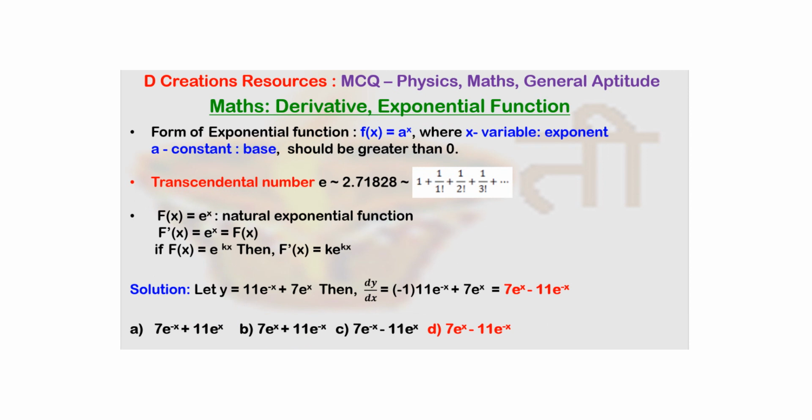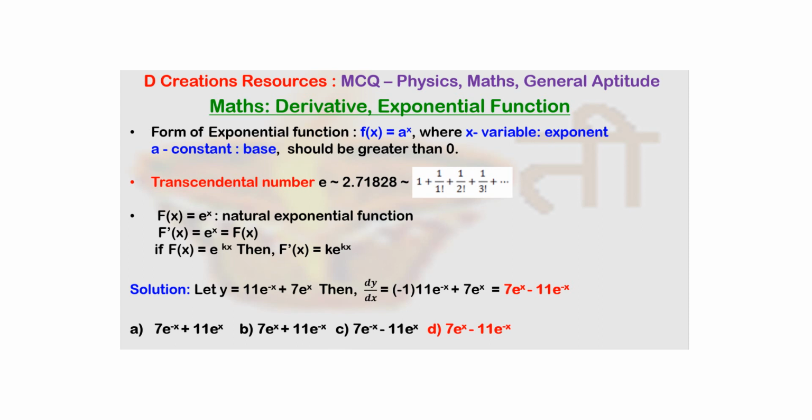Now, the name exponential function comes from the fact that the form of this particular function is f of x is equal to a raised to x. And x here is the exponent. It's a variable and it's also called sometimes power, but that is the genesis for the name. And a is basically a constant. It's called a base and it has to be greater than 0.